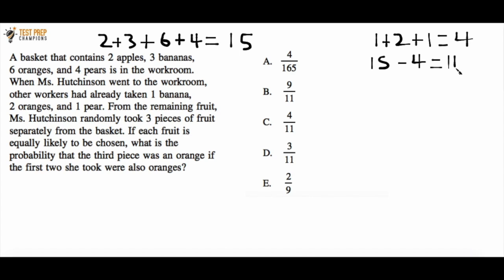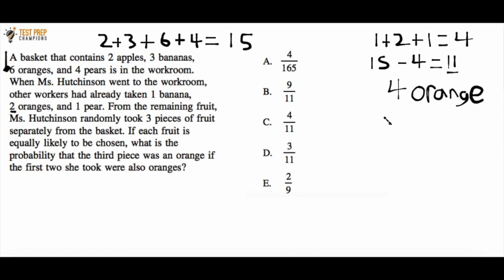So that's where we're starting from now. And we should also note that out of the fruit that was taken, 2 of those pieces were oranges. So if initially in the basket there were 6 oranges, and when Miss Hutchinson comes in there were 2 oranges missing, that means that there are 4 oranges that are still fair game here. So we've got to follow a logical process here to get to this point. At this point, there are 11 pieces of fruit left, and 4 of those fruit are oranges.